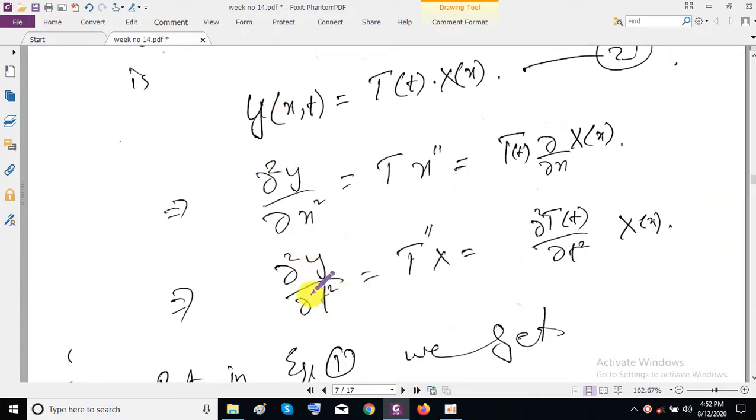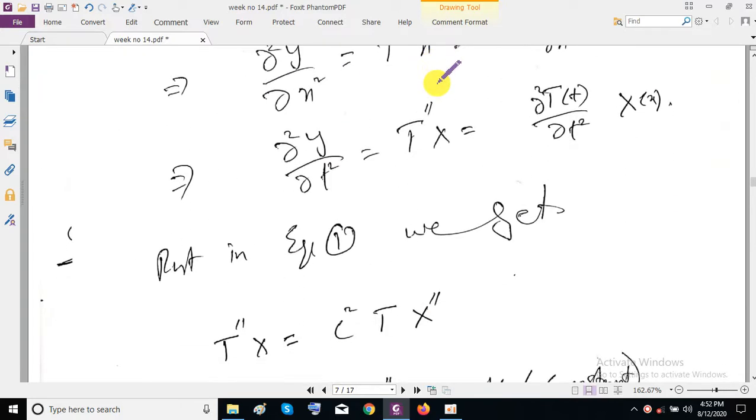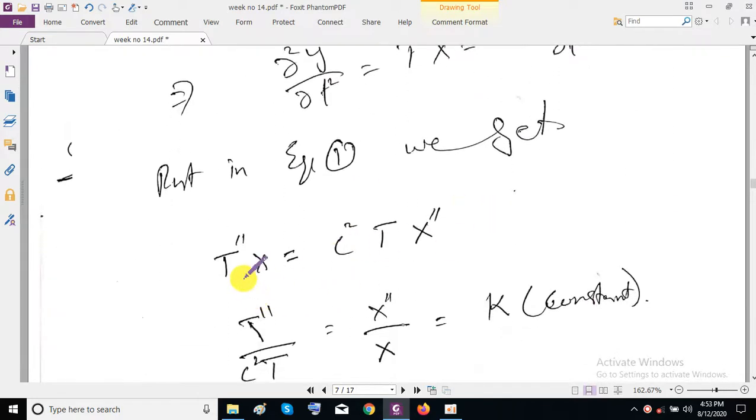of y with respect to t 2 time, we get t double dash of x, because x पे कोई फर्क नहीं आएगा, x is a function of x and t पे आप 2 time derivative लेंगे, so it give us t double dash, okay, the double derivative of t. Okay, now put these values in equation number 1, we get like this one. T double dash x is equal to c square t x double dash.